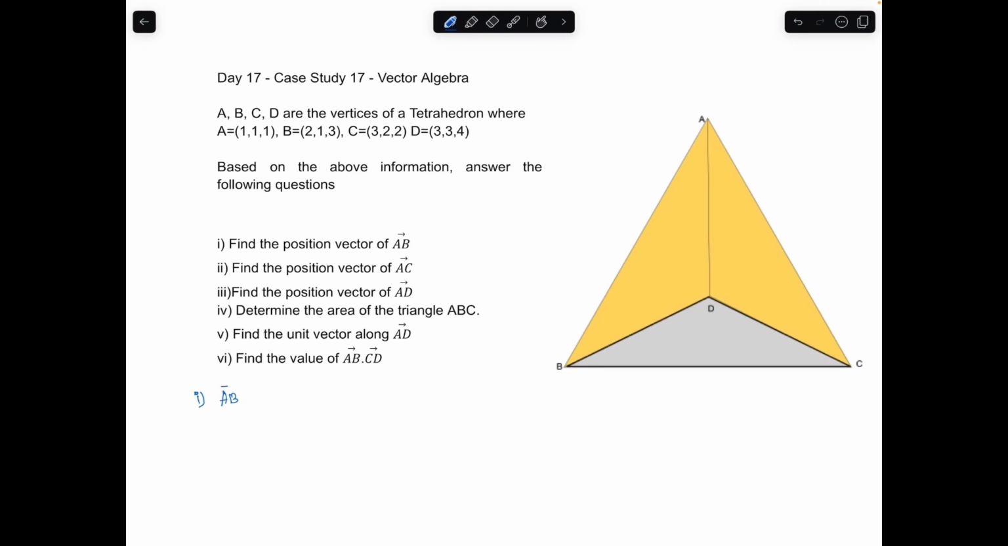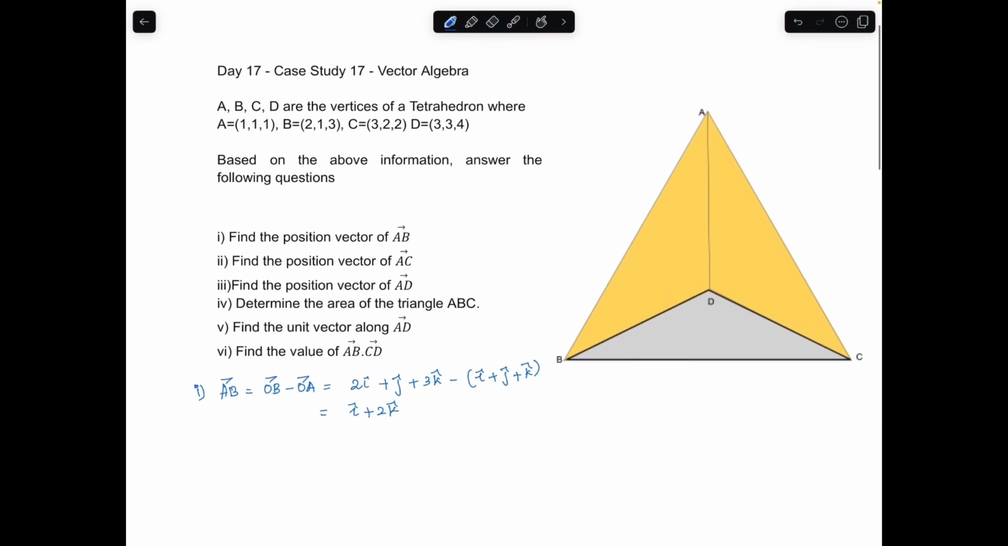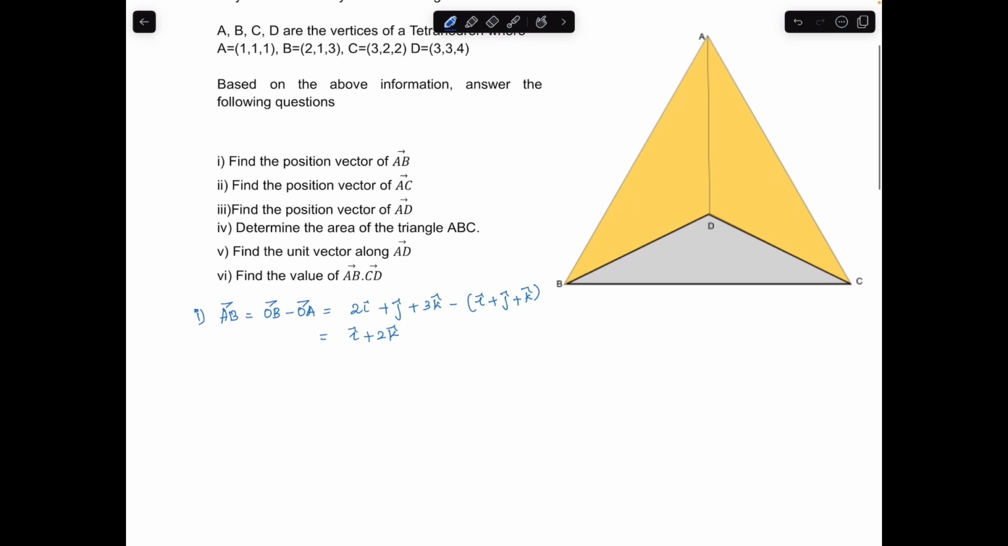AB vector is equal to OB vector minus OA vector, which is 2i plus j plus 3k minus (i plus j plus k), which is equal to i plus 2k. Subdivision 2. Find the position vector of AC.